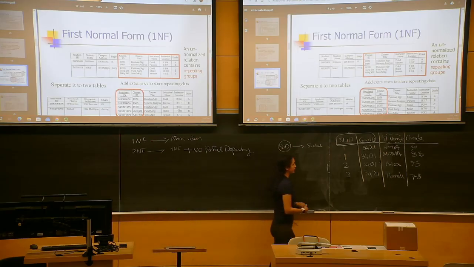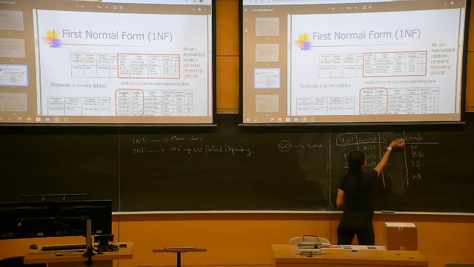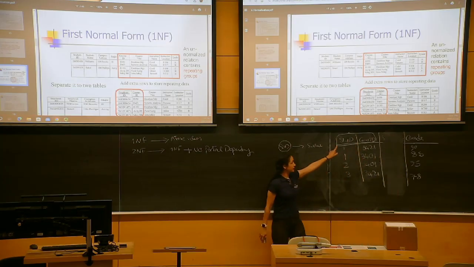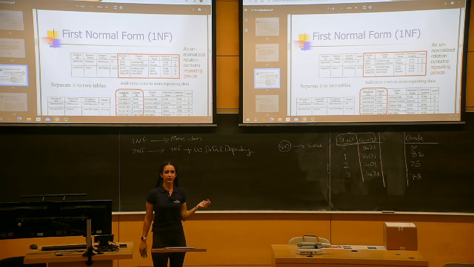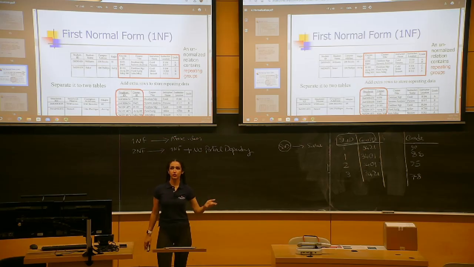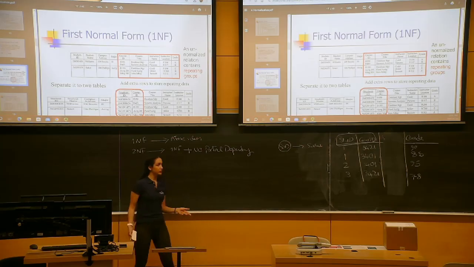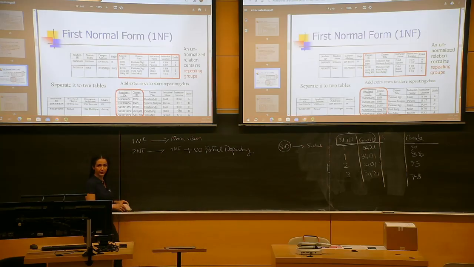If this table was like this, a student ID, course ID, and grade, it was already in 2NF and also in 3NF, right? Because this table now has a composite primary key but doesn't have partial dependency, so it is in 2NF. And the table in the slide here is not in 2NF, right? Because you have a composite primary key and you have partial dependency. Can you tell me what the partial dependency is here?